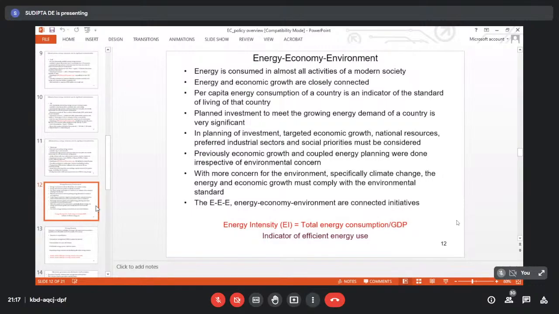So planned investment to meet the growing energy demand of a country is very significant, and this is especially important for India, because India has a very steady growth rate. Then in planning of investment, targeted economic growth, national resources, preferred industrial sectors and social priorities must be considered. This will be clear when we go a little into the government policies and future prospective plans.